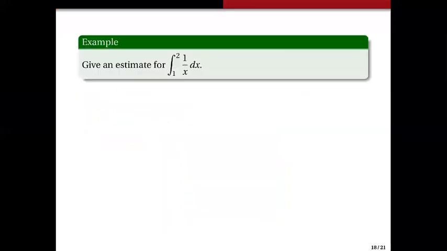For example, let's give an estimate for the definite integral of 1 over x dx from 1 up to 2. Okay? So your interval is 1 comma 2. Your 1 over x will be between 1 half and 1. Correct?